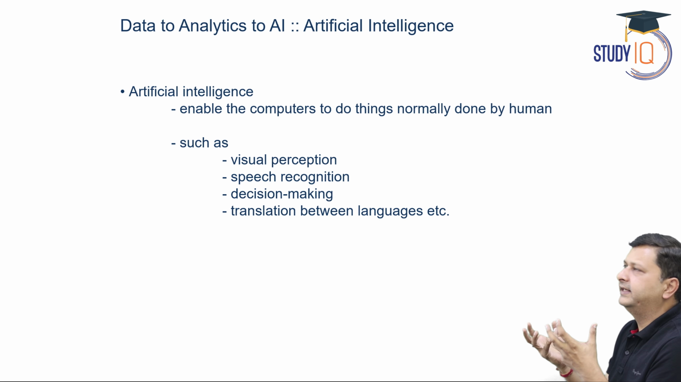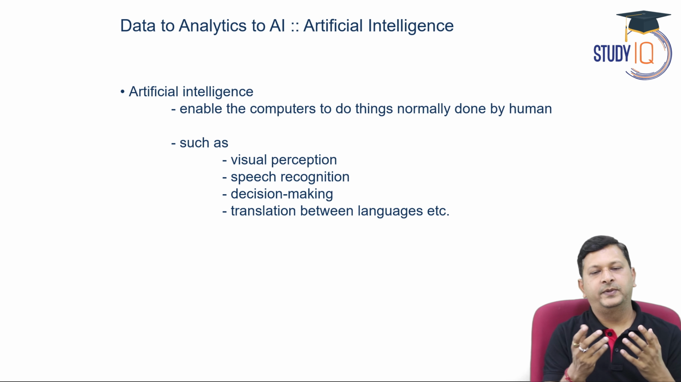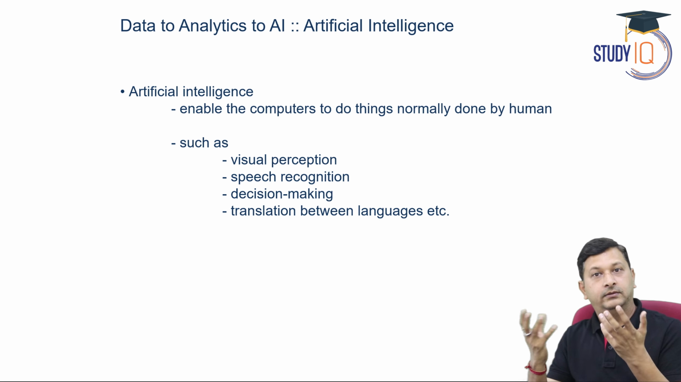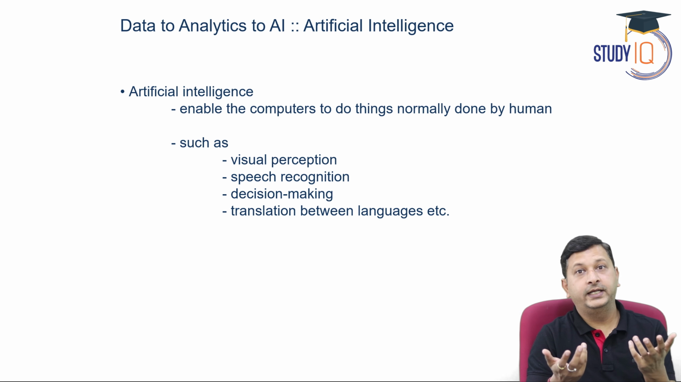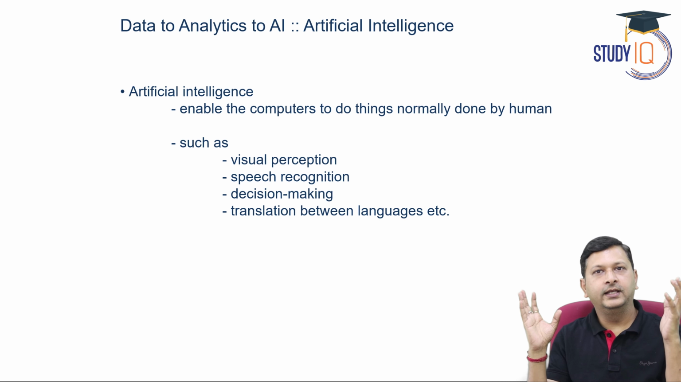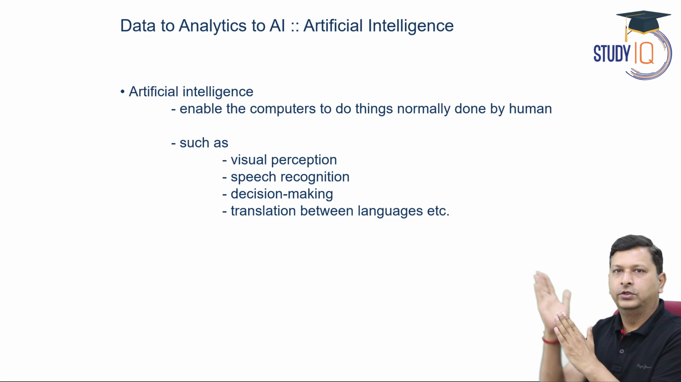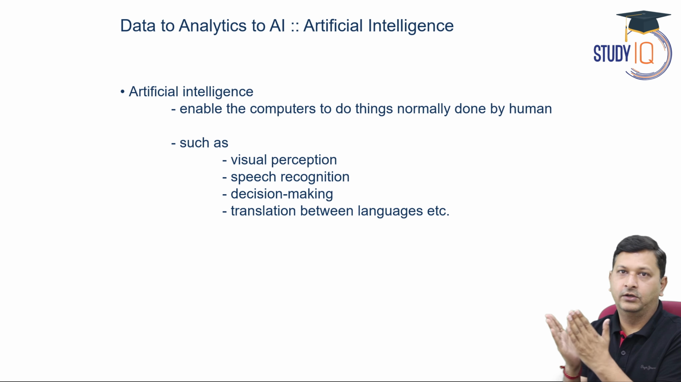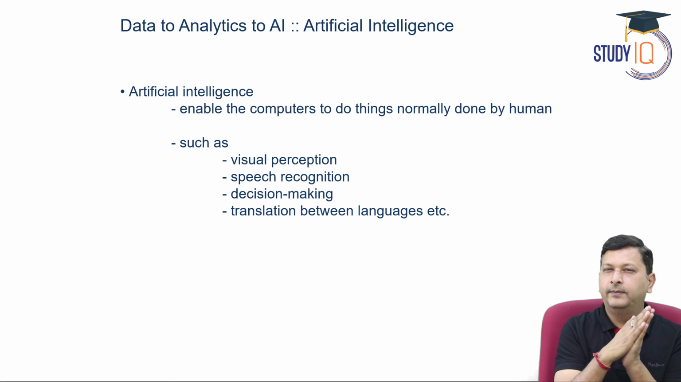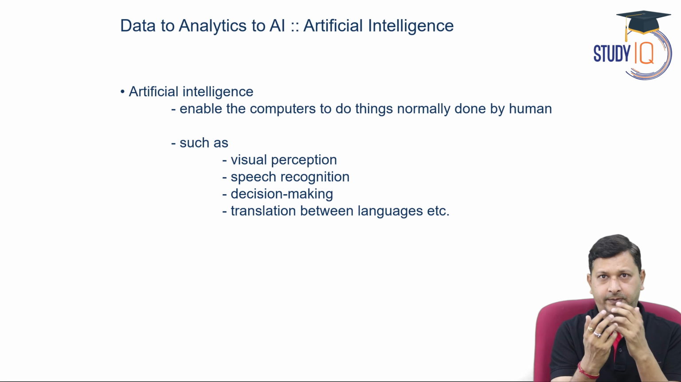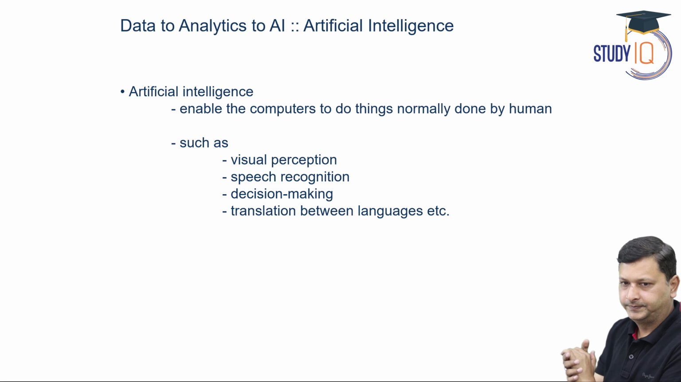Now what are the bigger examples of artificial intelligence? Like visual perception. We have all heard about the autonomous cars. This is artificial intelligence because it is thinking like a brain. It knows where to stop, where to go on at 20 miles per hour, where to take a left turn, where to take a right turn. It is completely thinking through visual perception. So this is one of the examples of artificial intelligence.